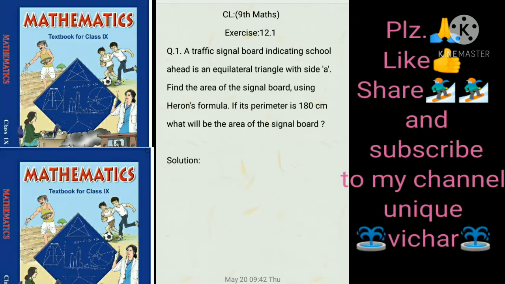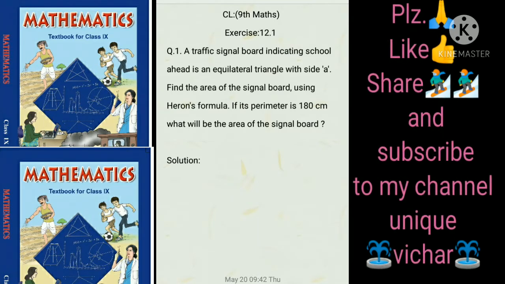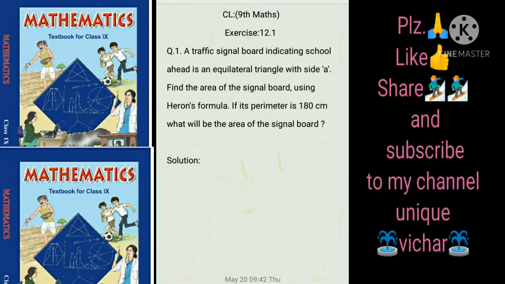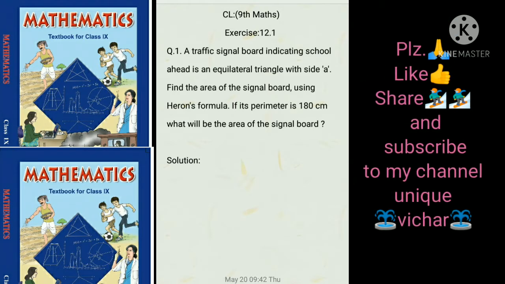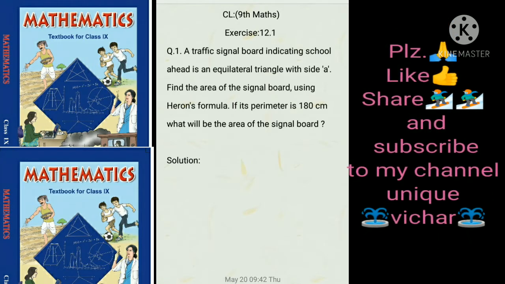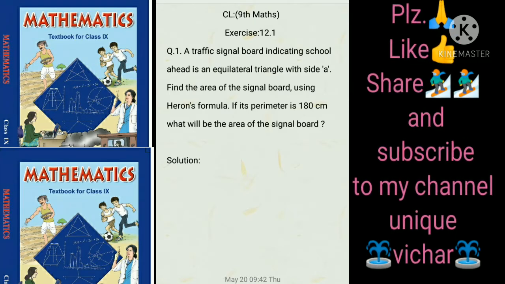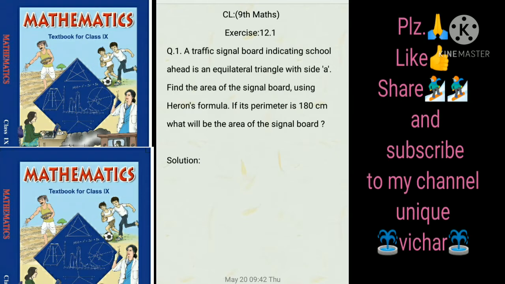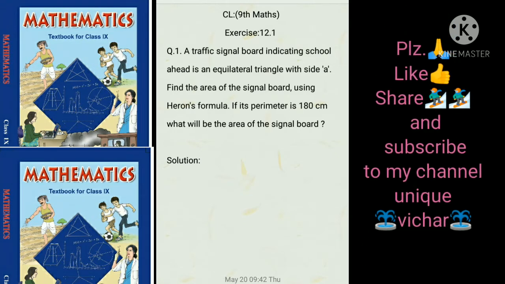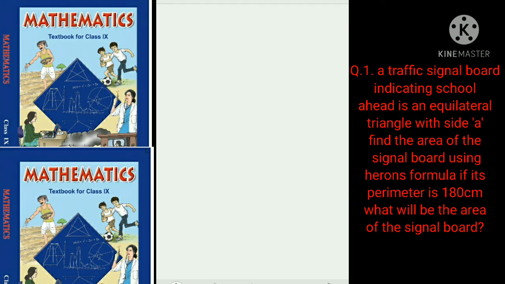So see here in question number 1 it is given that a traffic signal board indicating school ahead is an equilateral triangle with side a. Find the area of the signal board using Heron's formula. If its perimeter is 180 cm, what will be the area of the signal board? I am going to explain how you will find it.